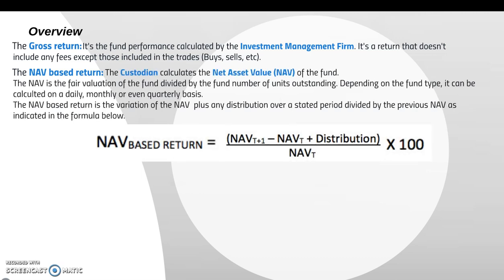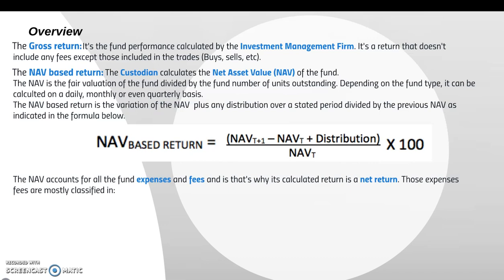The NAV-based return is the net return because it includes the fund expenses and fees. Those fees are classified as operation fees or management fees.